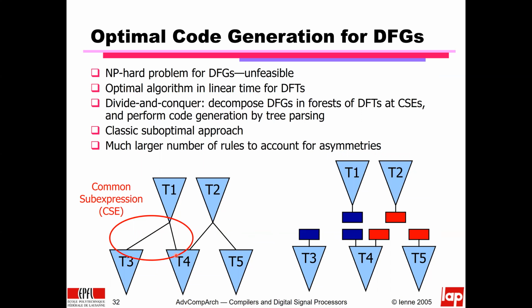The classic way, as we said, is this figure that I was alluding to and describing before: if I have a graph that is not a tree because there are common sub-expressions, T1 is a tree that computes a common sub-expression that both T3 and T4 use, what I need to do is to cut here, and treat these trees independently.